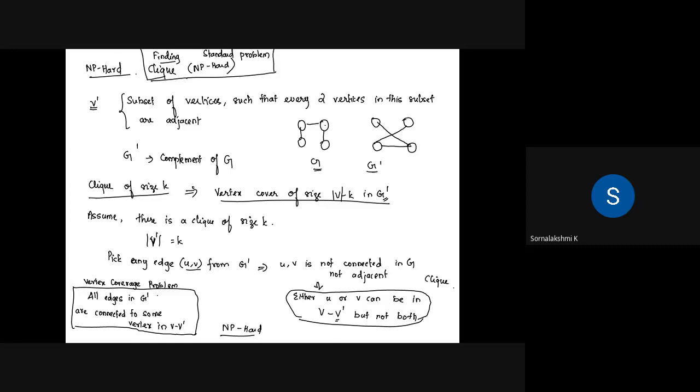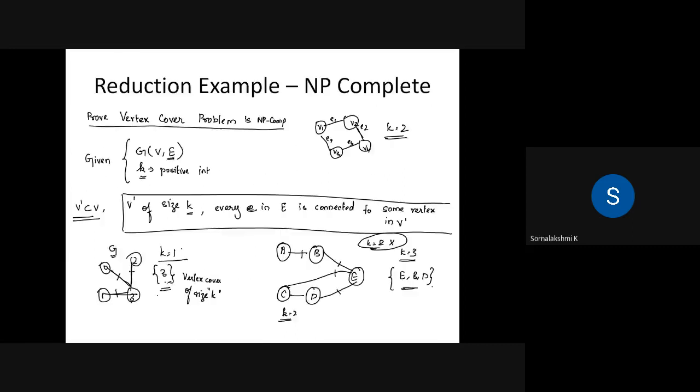So this description is similar to the vertex cover problem. V minus V dash is a subset, and I'm saying that all edges in the graph G dash are connected to some vertex in this subset. It becomes a vertex cover problem. So I took a clique problem and arrived at a vertex cover problem. Finding cliques is an NP hard problem, so I proved that this is also NP hard. So vertex cover is both in NP and NP hard. So I'm concluding that it is NP complete.